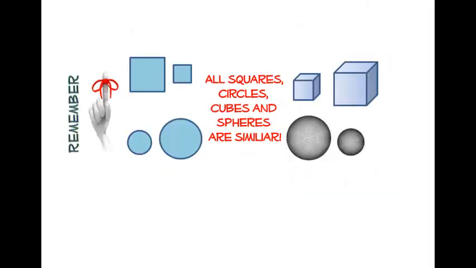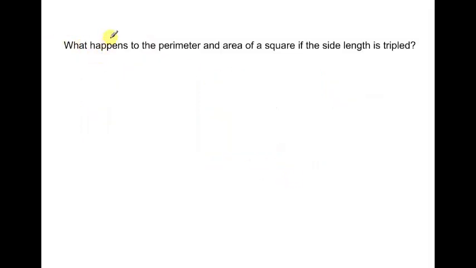Now here's a good reminder before we go into the last examples. One thing to know is that all squares, circles, cubes, and spheres are special because they're always similar. No matter what, if you take a circle and you make it bigger, then it's going to be similar to the smaller circle because there's no distortion that occurs. It can't have any distortion or it wouldn't be a circle anymore. The same goes for spheres, cubes, and squares. And so why is this important? Well, let's take a look at this example.